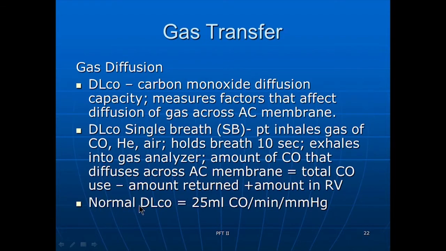A normal value for DLCO is 25 cc's of carbon monoxide transferred per minute across that alveolar capillary membrane. So they look at the amount that transfers across the membrane. The normal amount is 25 cc's of carbon monoxide per minute.